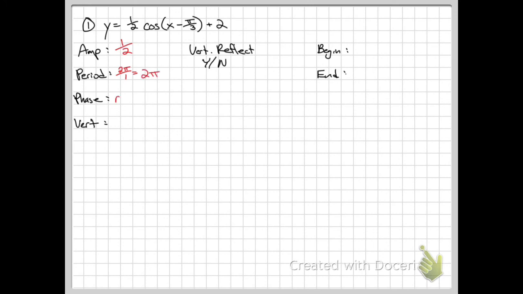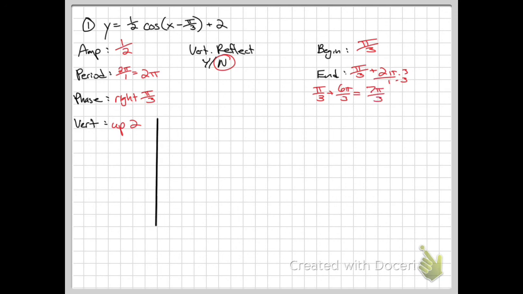Phase is right pi over 3. And vertical is up 2. There's no negative sign, so there's no vertical reflection. That means it's going to begin right pi over 3, which is positive pi over 3. And it's going to end at pi over 3 plus the period, which is 2 pi over 1 times 3 over 3. Pi over 3 plus 6 pi over 3. It's going to end at 7 pi over 3. So axes.